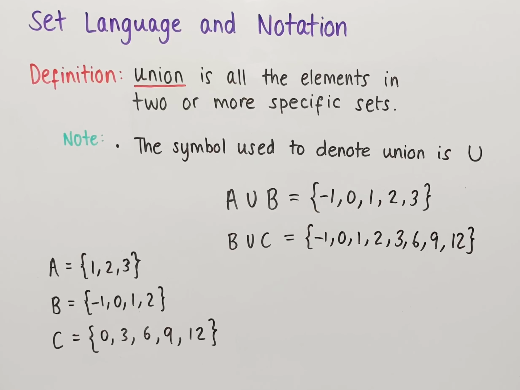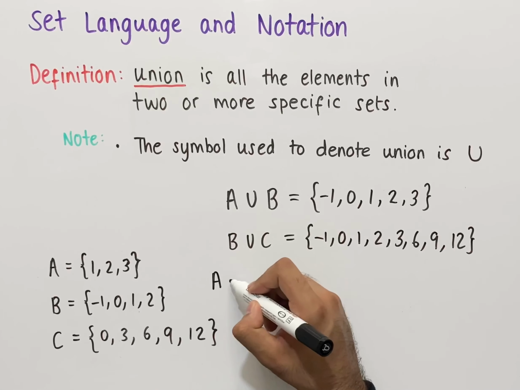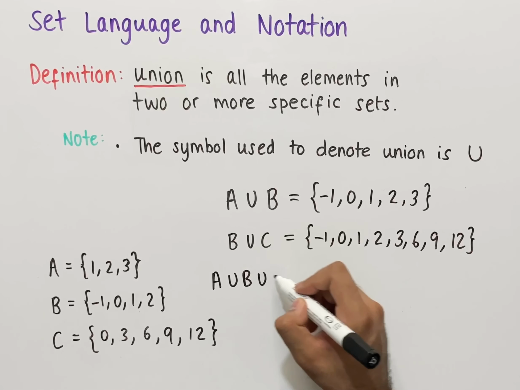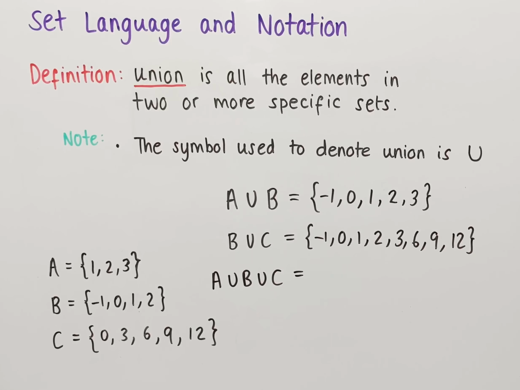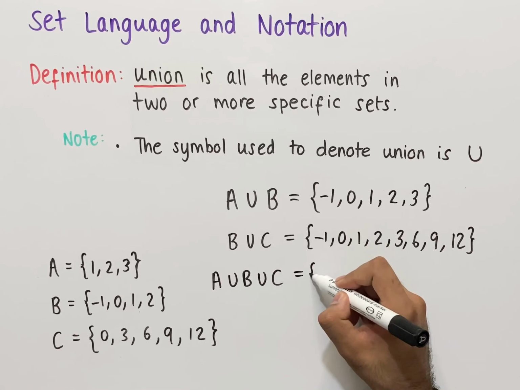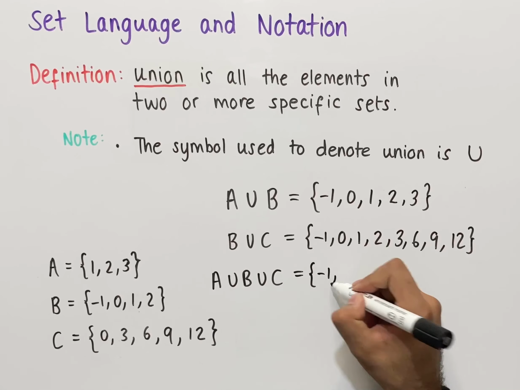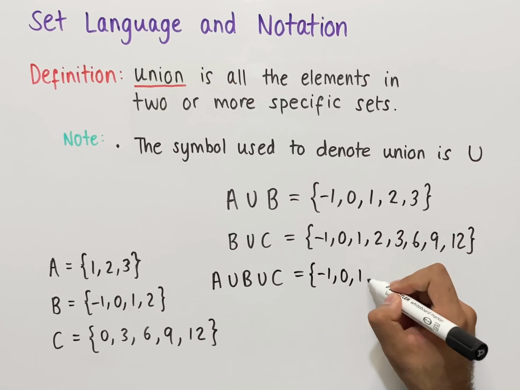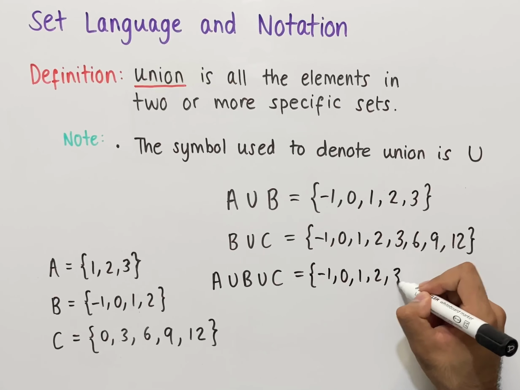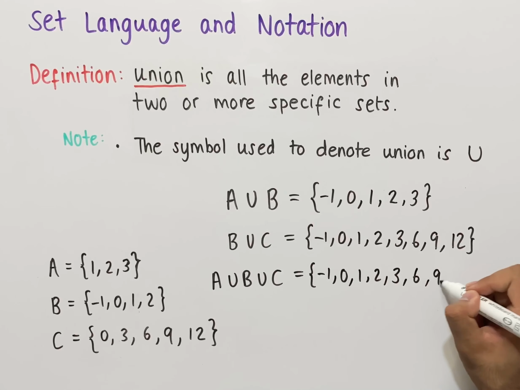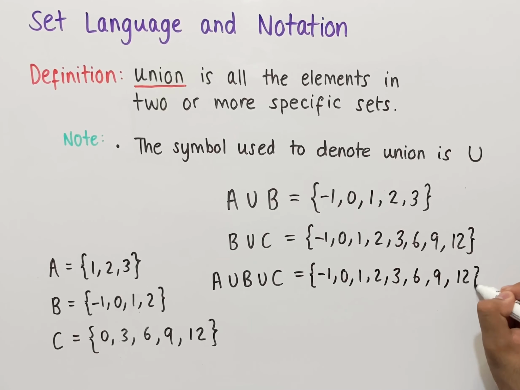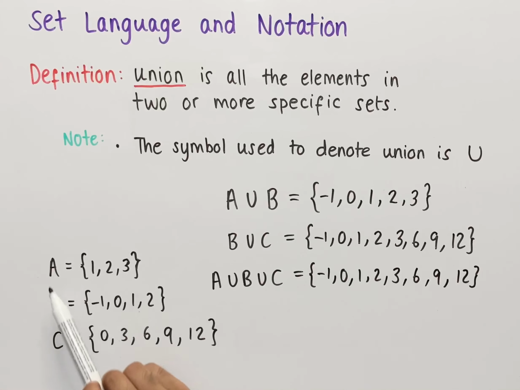And likewise, we could also have the union of all 3 sets. So we could have A union B union C. That's all of the elements that are in all 3 of these sets. And if we write those out in chronological order, we have -1, 0, 1, 2, 3, 6, 9, and 12. And that's the union of A, B, and C.